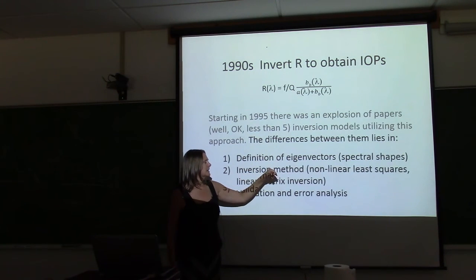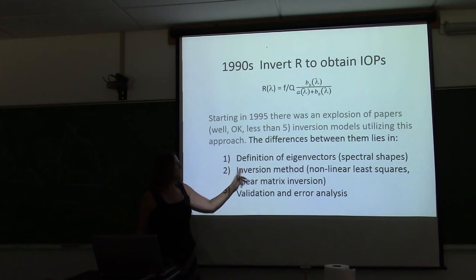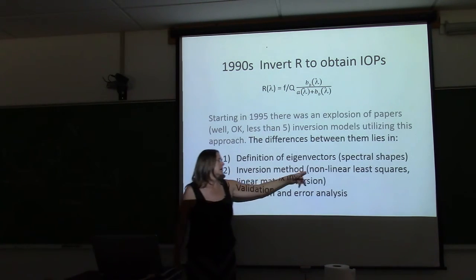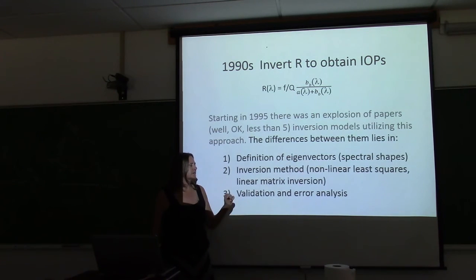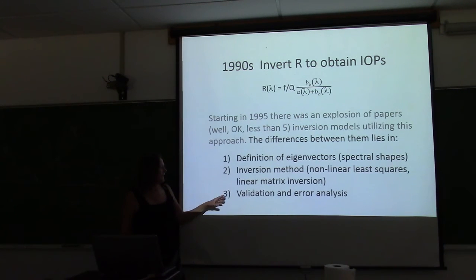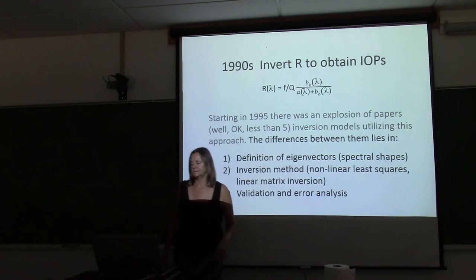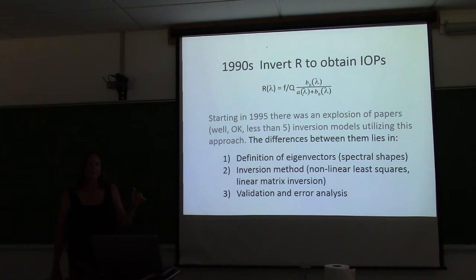And so when you read the papers, you have to think a lot about the definition of their eigenvectors and how they derived their functions for absorption and scattering. The method that they use to invert is very different. Some use a nonlinear least squares, some use a linear matrix inversion, there's some optimized least squares, there's sort of differences in there. And then how they validated, how they did error analysis, etc. And each of them has something really interesting to offer. And so, I made up a big table for myself and kind of went through each paper, and it's a good exercise.